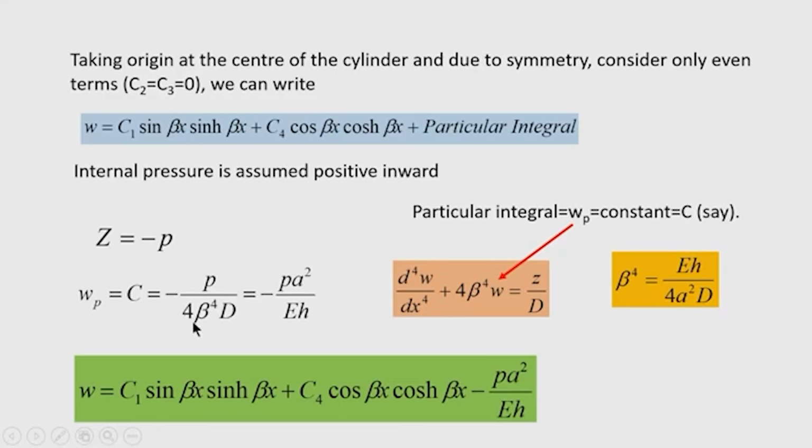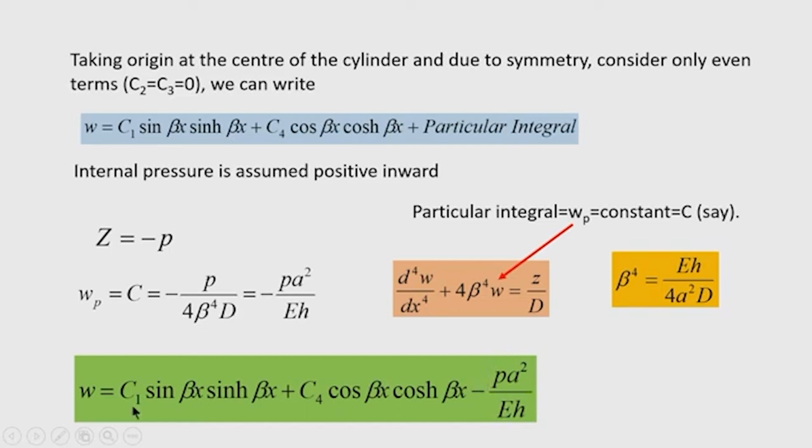Substituting the value of beta 4 and D, we now simplify W p as minus P s square divided by E h. So, the general solution of this differential equation of the bending of the cylindrical pipe now reduces to W is equal to C 1 sin beta x sin hyperbolic beta x plus C 4 cos beta x cos hyperbolic beta x minus P s square divided by E h. This last term is due to the load in the radial direction, that is the internal pressure P.